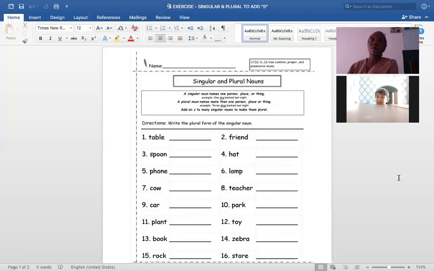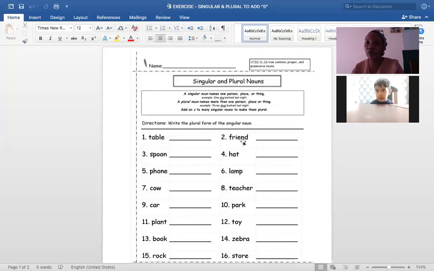Table becomes tables. Table becomes what? Tables. Say it louder. Tables. Good. Spoon becomes what? If you add S, spoon. And when you add S, how do you read it? Table, we say tables. And spoon, how are we going to say it? Louder. Table, tables. Spoon, spoons. Say spoons.